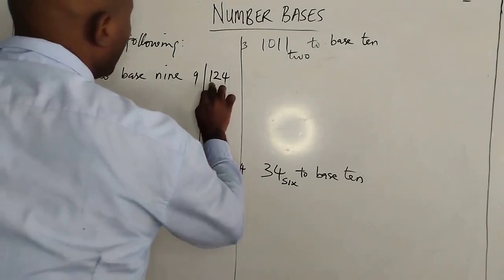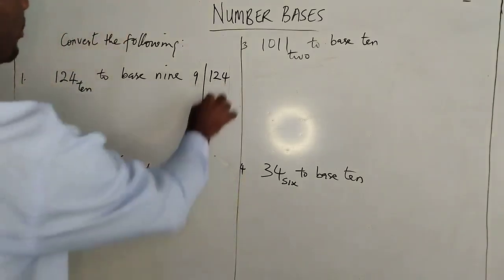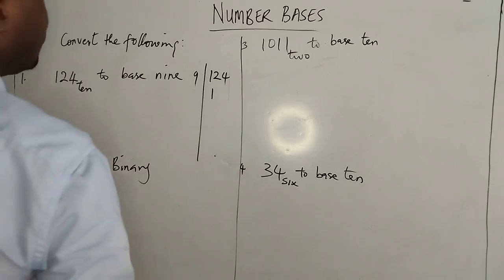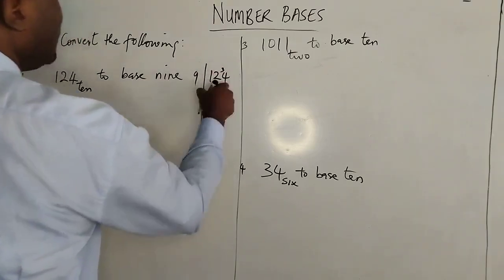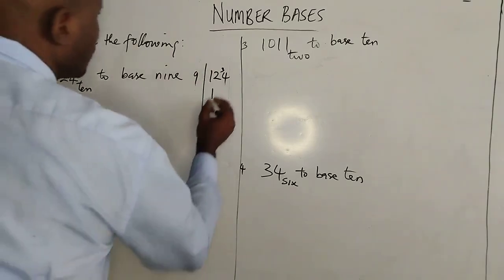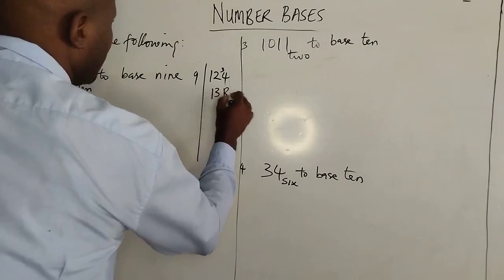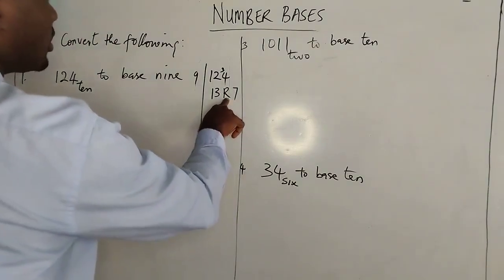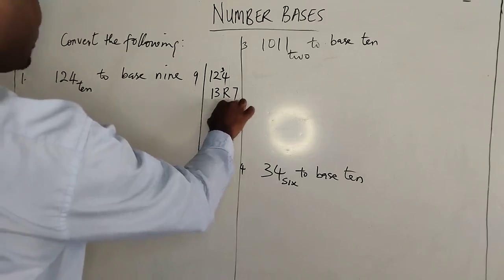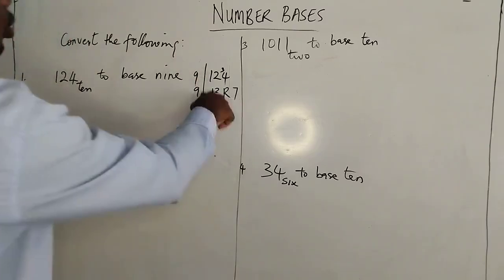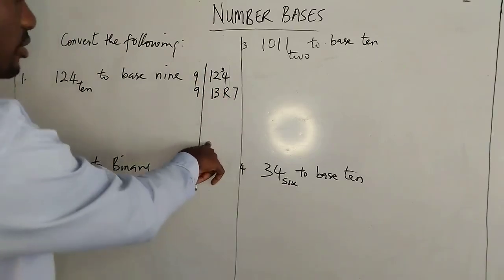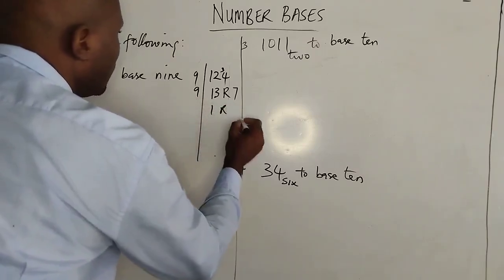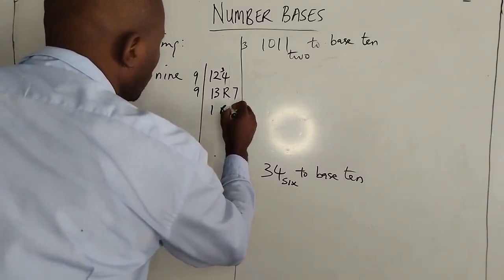Now, 9 divide 124. We can take it piecemeal. 9 divide 12 will give us 1 remainder 3. 9 divide 34 will give us 3 remainder 7. So this R stands for remainder. 13 remainder 7. We continue. You don't stop until you get 0. 9 divide 13 will give us 1 remainder 4.